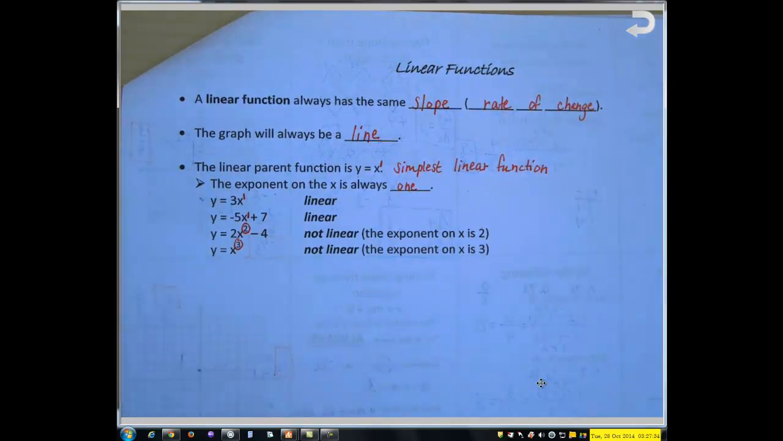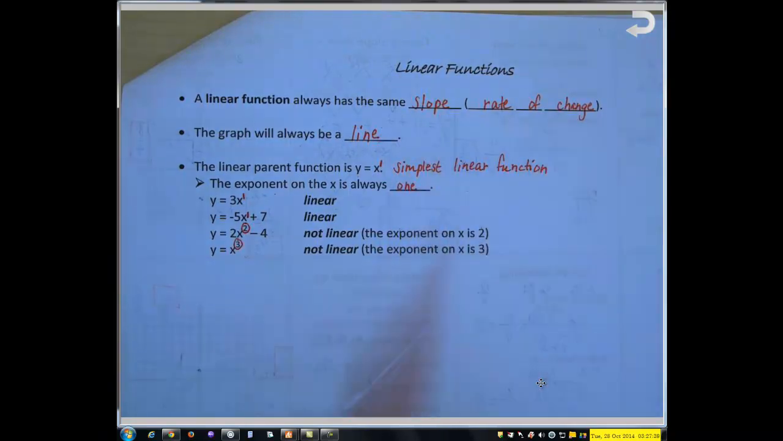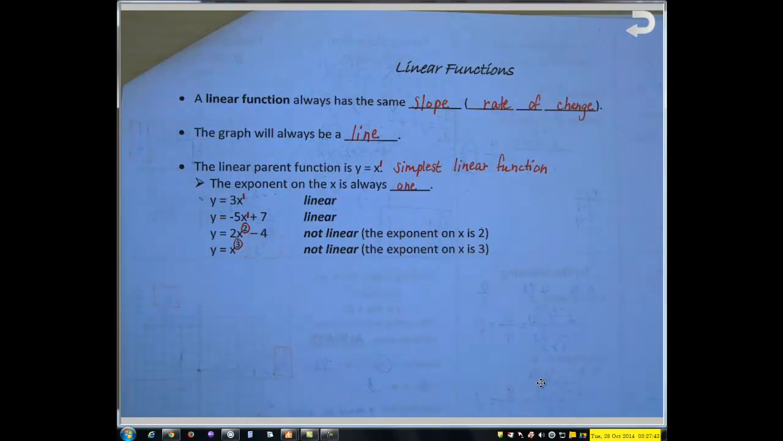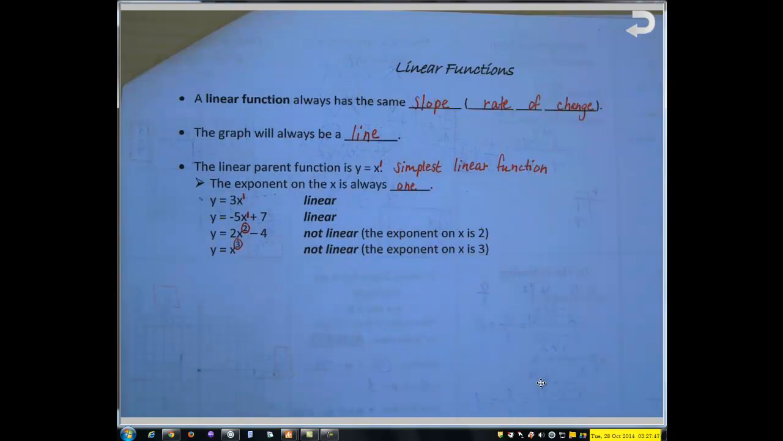So to sum up, a linear function always has the same slope or rate of change. Its graph is always a line. The linear parent function is y equals x. This is the simplest linear function that we can write. The exponent on the x in a linear function is always 1. If it is any other exponent, like 2 or 3 or anything else, then it is not a linear function.